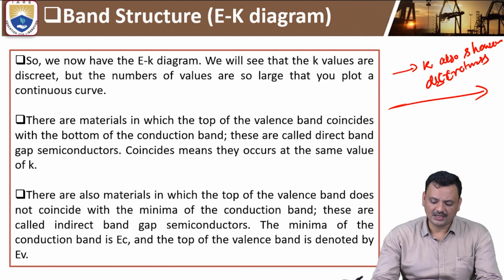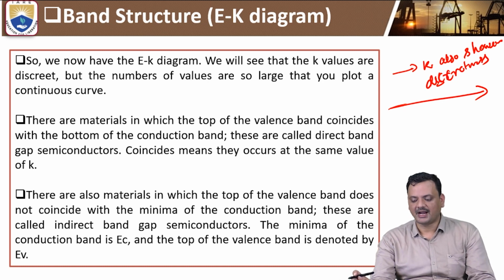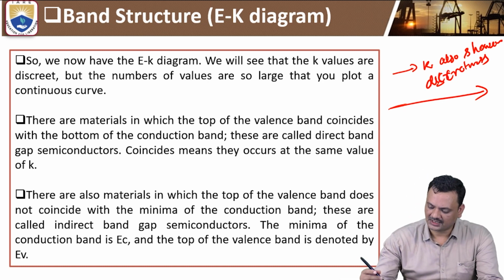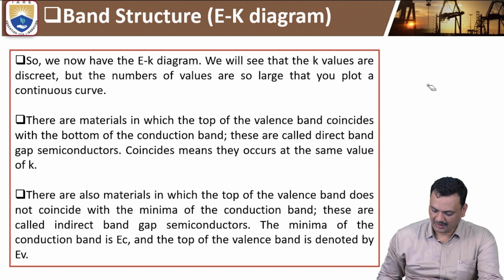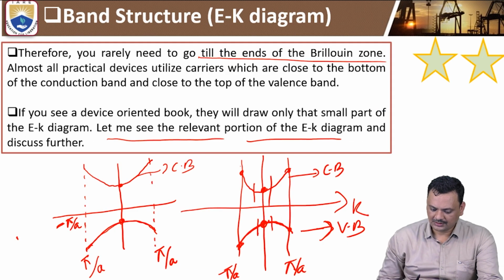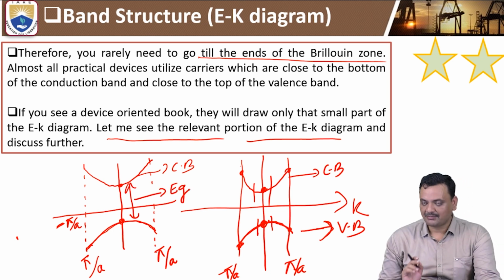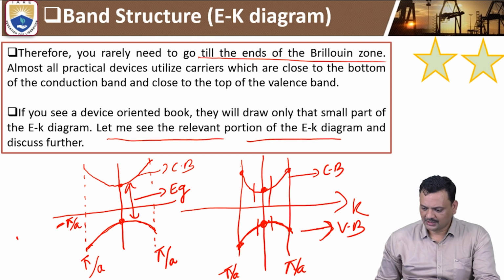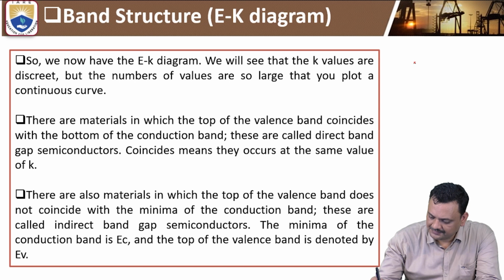So there are material in which the top of valence band coincide with the bottom of conduction band. These are called direct band semiconductor. Now I am discussing about two class of material which are having direct band gap and indirect band gap. So this is your band gap. Now these band gap exist in two ways in any semiconductors. What is the two-way?